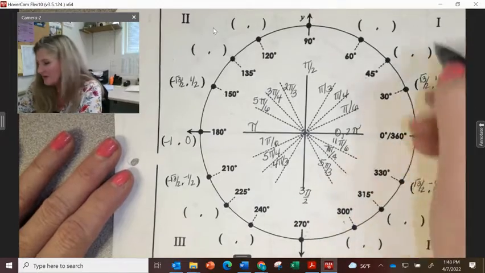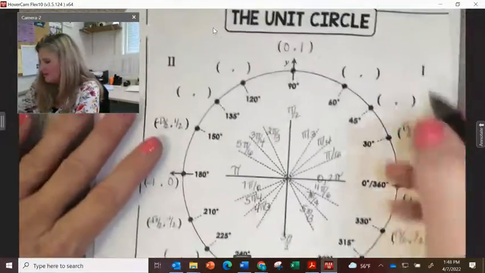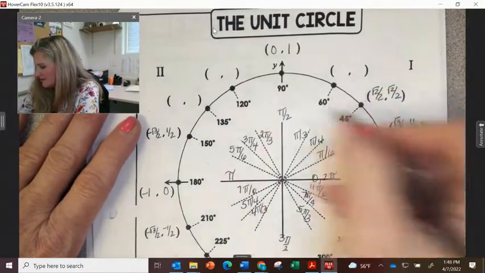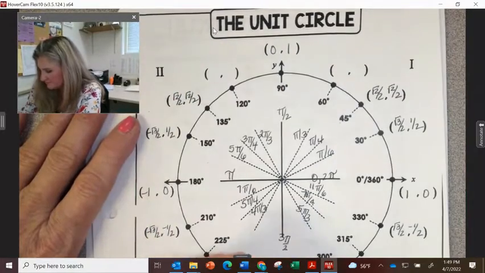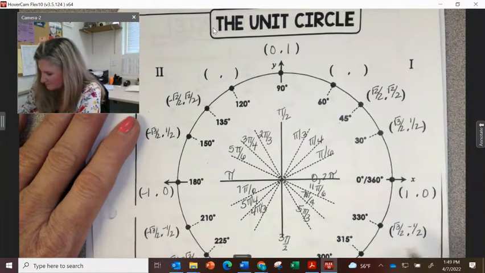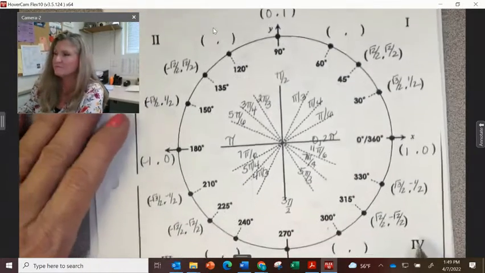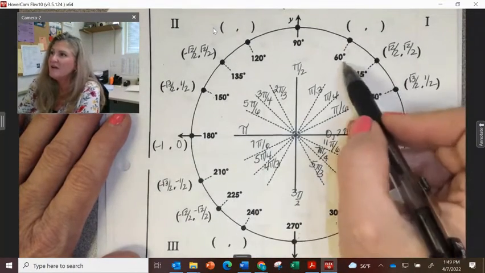All right, let's go on to 45. Do you remember what that one was from our chart back here? It's that radical 2 over 2, isn't it? So this is going to be radical 2 over 2, radical 2 over 2. Easy. Go through, do all your 45s. All right, you got it? On to our 60 now.